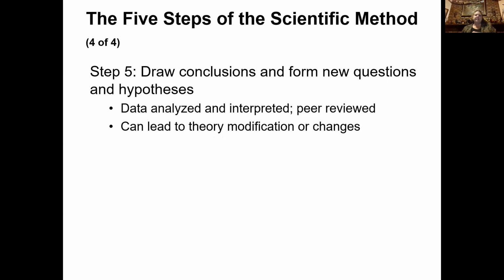Okay, and so step 5, draw conclusions and form new questions and hypotheses. When you analyze your data and interpret it, you will also be wanting to look at other peer-reviewed data. So when it's talking about peer-reviewed here, say I analyze my data, I'm interpreting it a certain way, and I want to publish my data. Say I want to publish my data in the journal Science. So what I have to do is take my research project and submit it to the journal that I want to submit to.